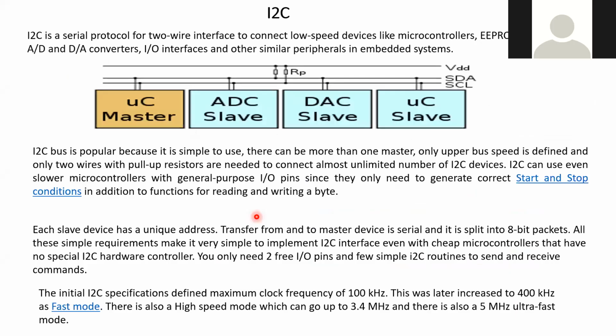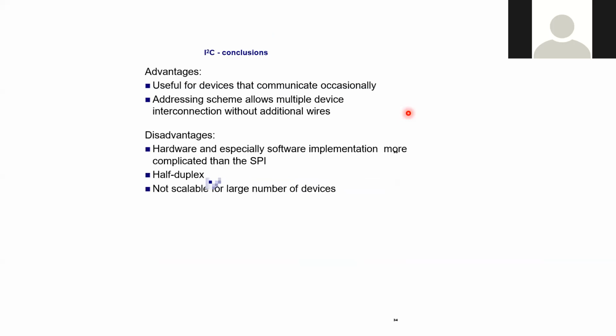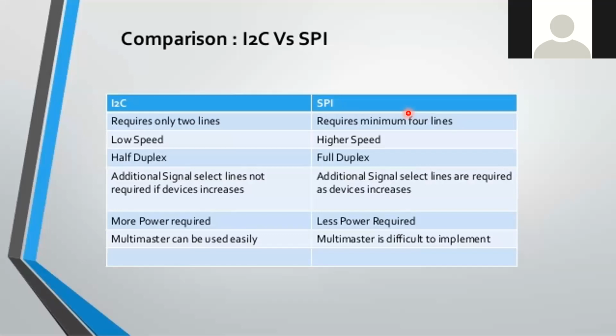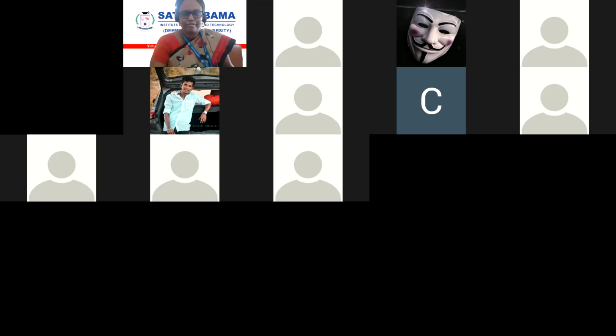And this I have explained with a microcontroller master as well as a microcontroller slave. So only one master will be there, and another microcontroller will act as a slave only. I squared C properties have clock stretching, clock synchronization, and then conclusion. I think SPI we will see while discussing SPI. I think you all understand.